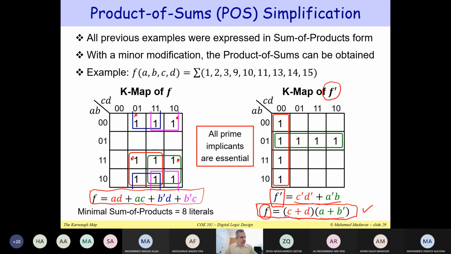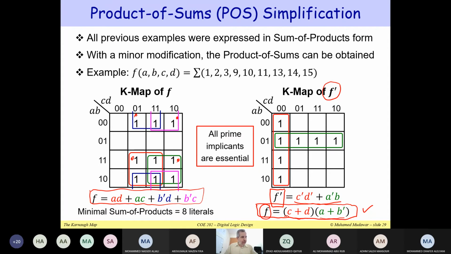So which one do you choose? 4 literals versus 8. Choose the 4. Exactly. We can use the product of sums. So you see that from the same Karnaugh map, we can have not only a sum of products, but also a product of sums. So we can do both simplifications, and then we can decide which one is more minimal and which one we would like to choose.